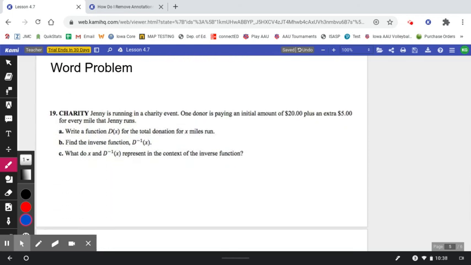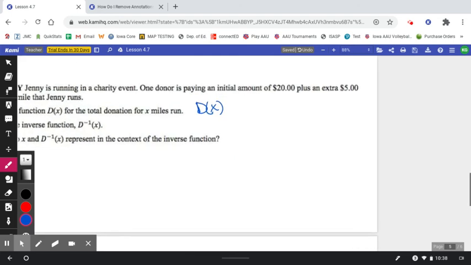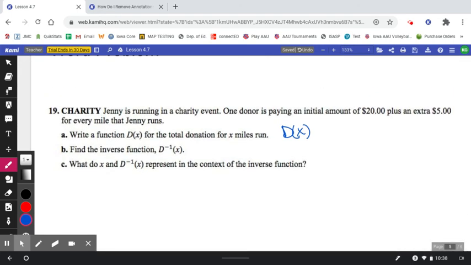Jenny is running in a charity event. One donor is paying an initial amount of $20 plus an extra $5 for every mile that Jenny runs. Write a function d of x to represent this. So the donation is $5 for every mile, so that's 5x, plus a one-time donation of $20.